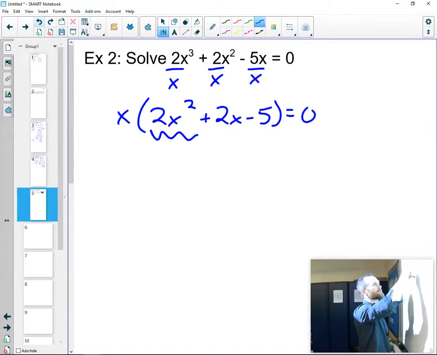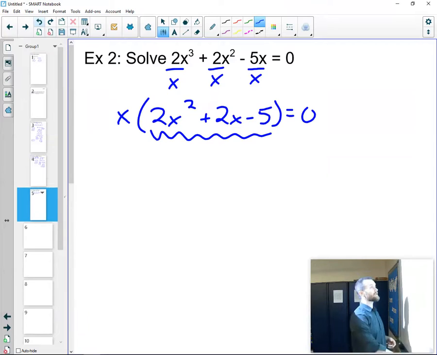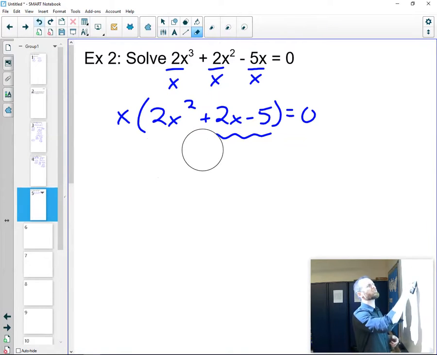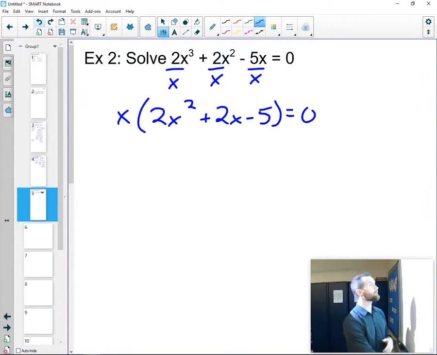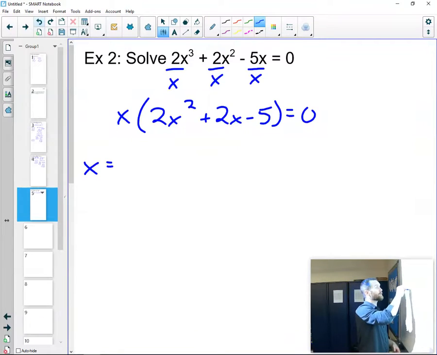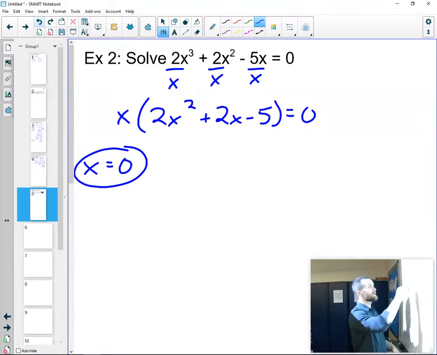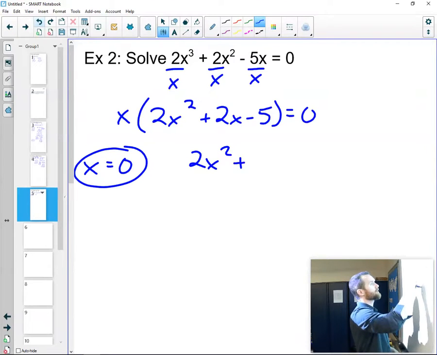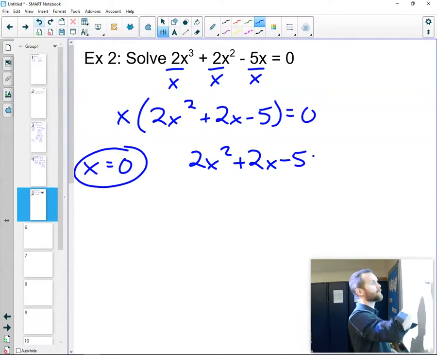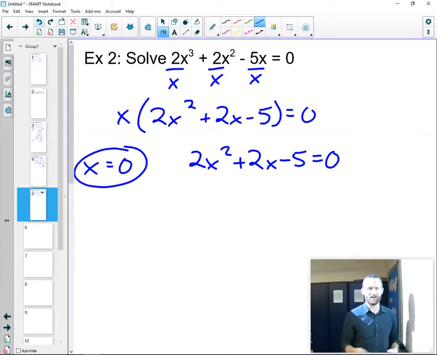So now we rewrote it so that one factor is a quadratic factor, and we can use the zero product property. We just rewrite it. Okay, x equals 0. That's already our first answer. And then 2x squared plus 2x minus 5 equals 0. And now we can solve this quadratic.